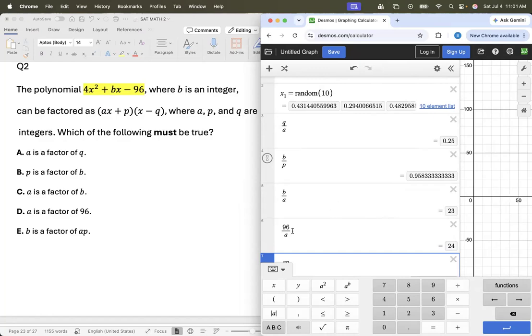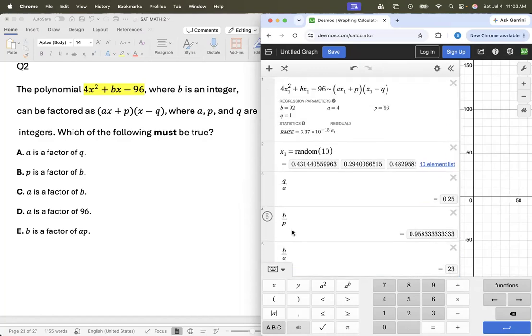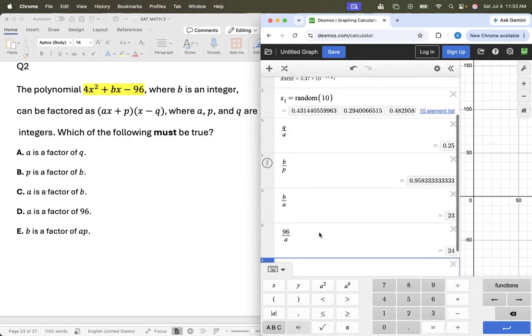The only one that can be true is A, which is 4, and 96, which is what? Fixed. And we know it's 24. And therefore, that's the only right answer. This is the way you use Desmos to help you. This is a video teaching you how to use Desmos effectively.